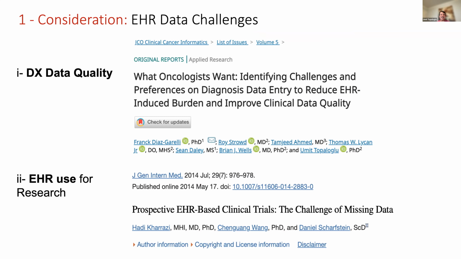In one of the studies that I have participated in, we looked at the structured data, the diagnosis quality, and we have identified a lot of issues that I will briefly mention in two slides with some more detail. Another challenge, of course, is that many cancer studies utilize EHRs for clinical trials. A 2014 paper by Karazi et al. has identified some of the challenges around missing data and how inefficient the EHRs are for that purpose.